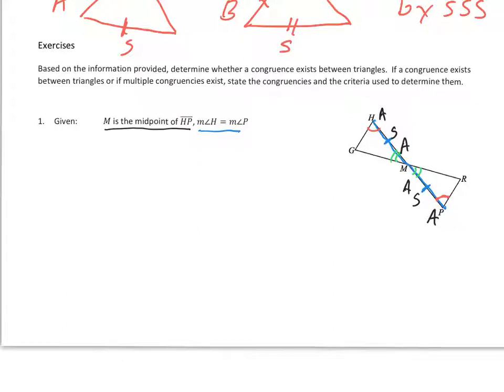So I can say that triangle GHM is congruent to triangle, and I need to make sure I match up the corresponding points. So G is this one, and it's going to match with the R over here. So it's going to be triangle RPM by ASA.